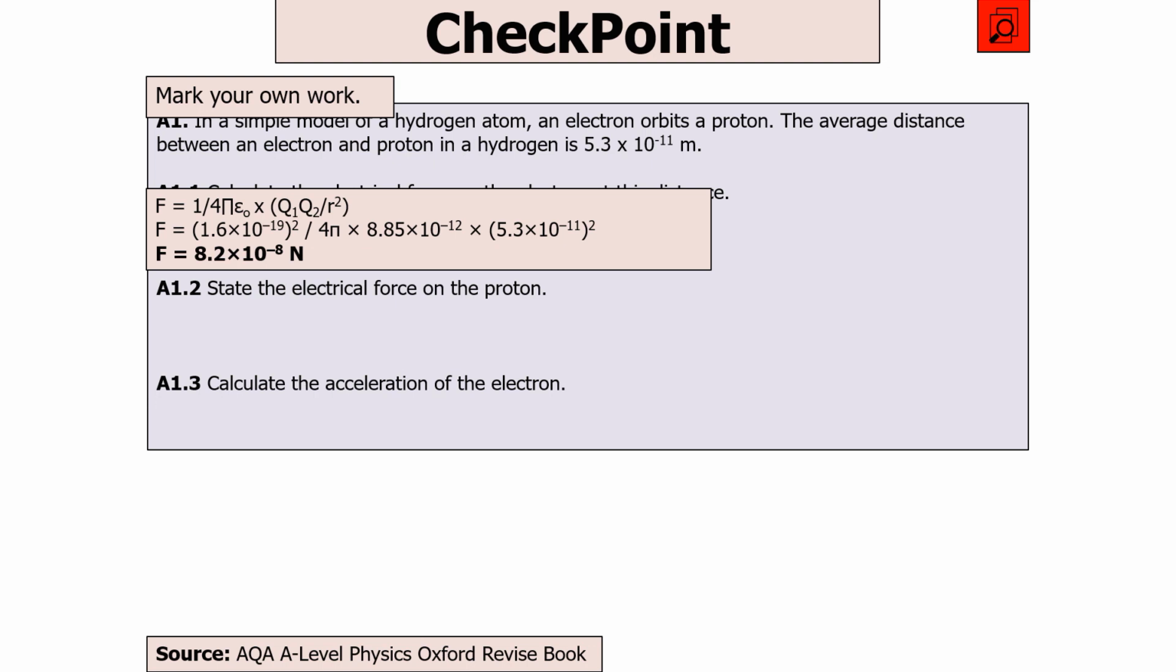We know the charge of the electron and the proton is given to you on the equation sheet, but you should memorize it from the particles topic: 1.6 times 10 to the minus 19. You pop in all the values. Remember, we're squaring r, so we get 8.2 times 10 to the minus 8 newtons.